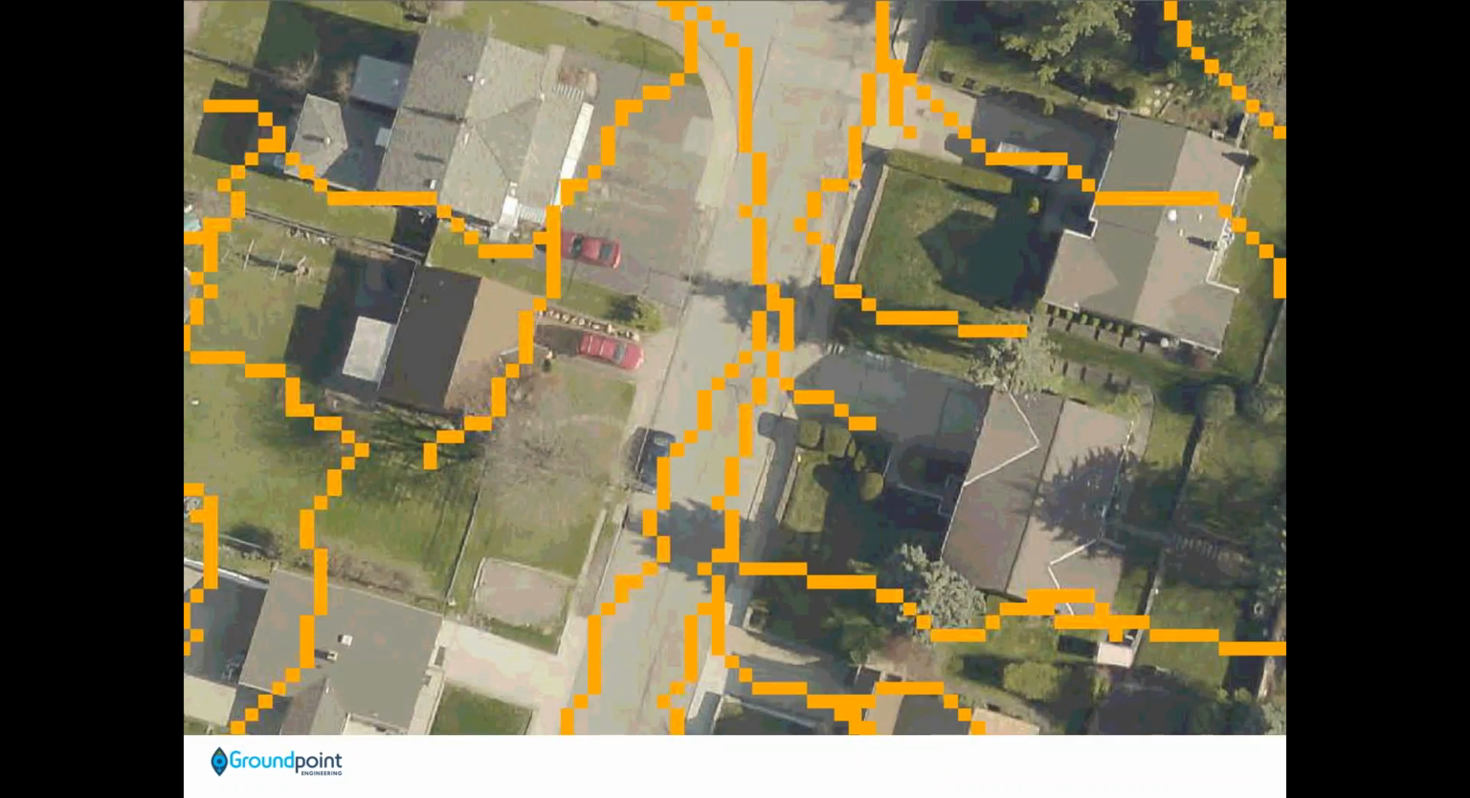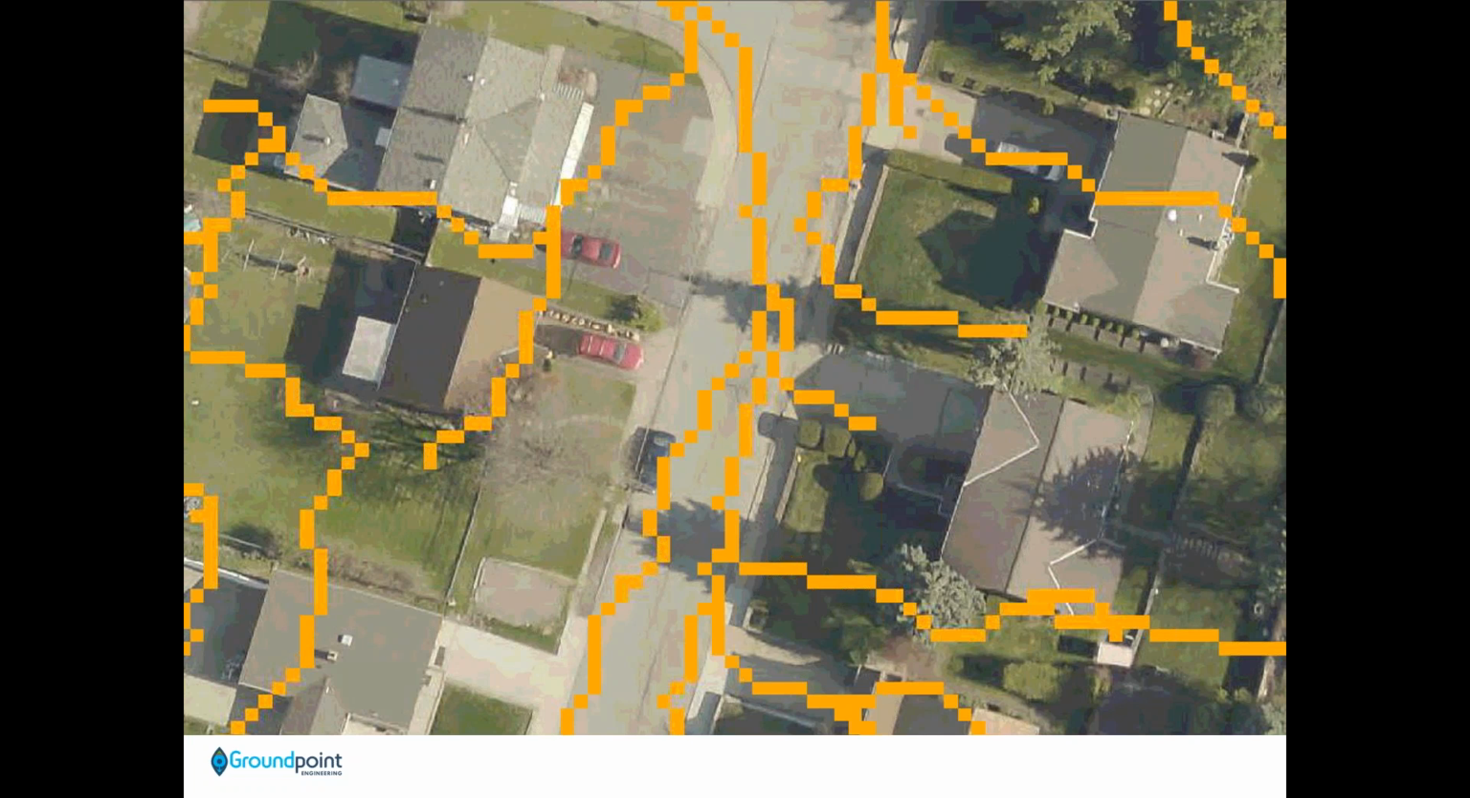So now for some examples of how this actually works. So first up is an example in urban Pittsburgh. This is in the borough of Whitehall, and this is a highly developed residential area in an urban environment.